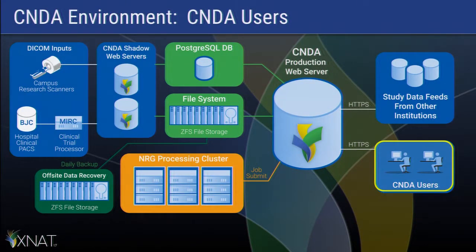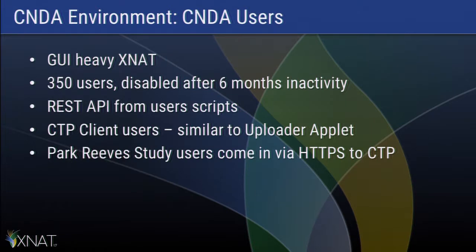CNDA users. We, I think, are a GUI heavy XNAT. We have a lot of users. We have 350 users enabled as of a few days ago, and we disable after 6 months of inactivity. So our UI gets pounded really hard, and we tend to be the people making a lot of requests to XNAT for GUI customizations, and also just using those tools a lot. We do a lot of uploading and downloading from there. We also, of course, our REST API gets used a lot. A lot of our users write scripts against that.